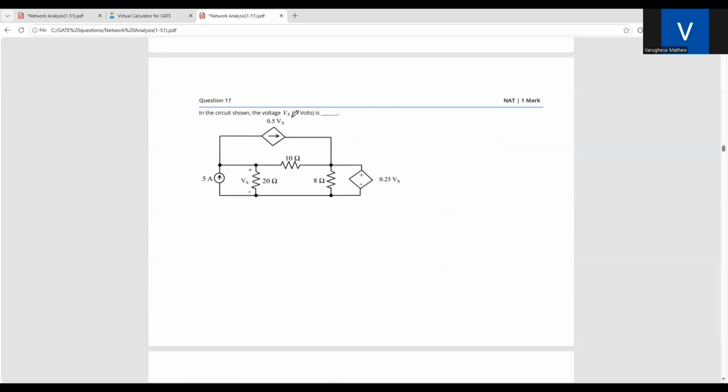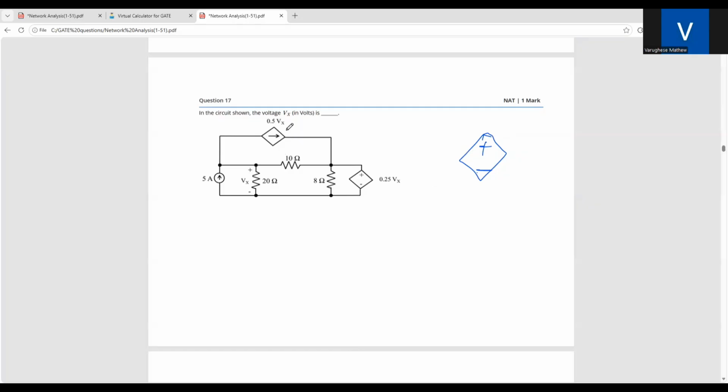In the circuit shown, the voltage Vx is there. So what is the voltage Vx? If you have something like this, that means it is a dependent source. You cannot remove it. Anytime you remove any source, a dependent source you cannot remove, it should always be there.